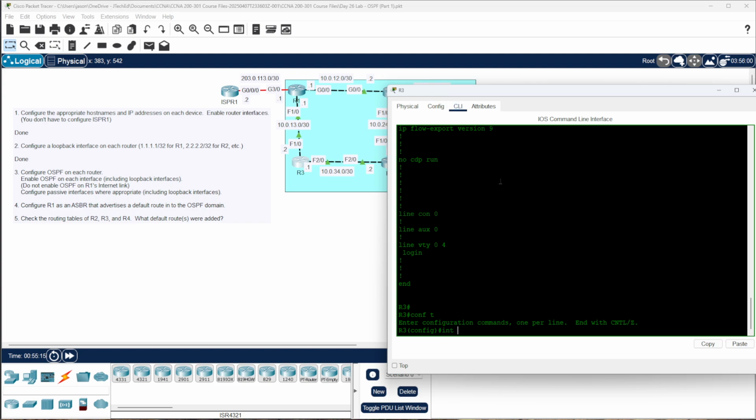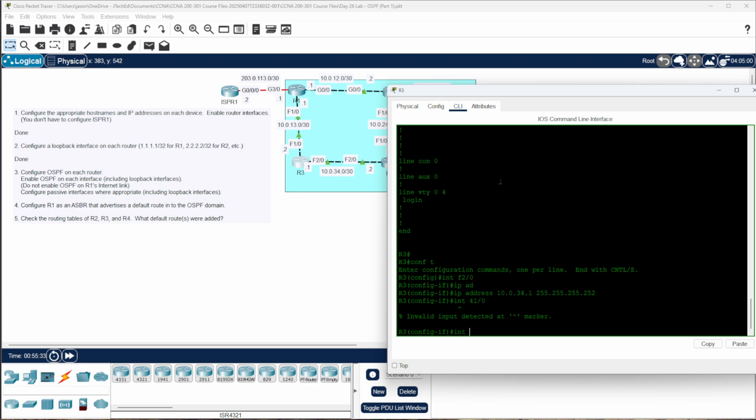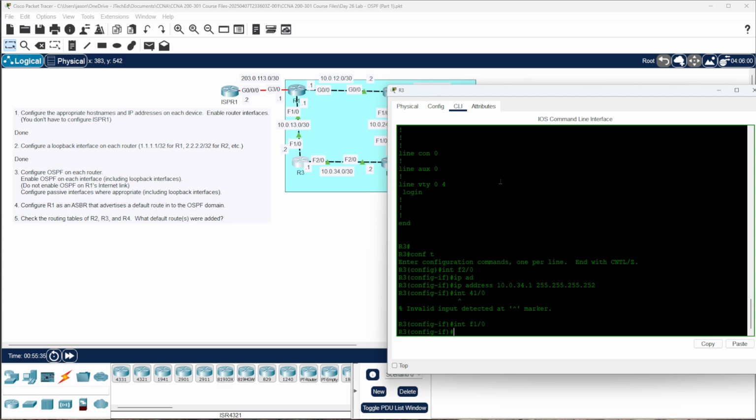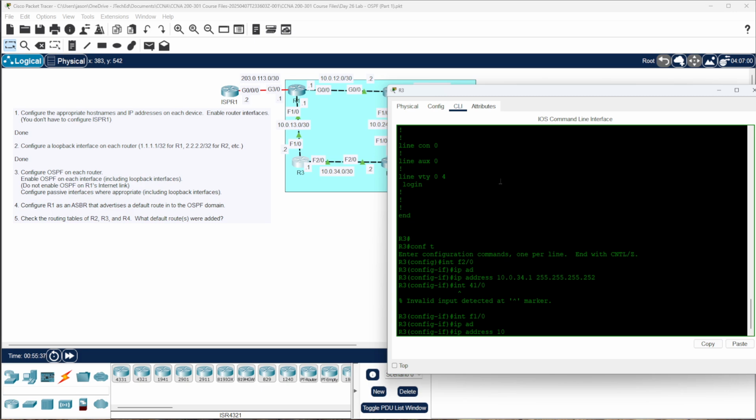So interface F20, IP address 10.0.34.1. There we go. Interface F10, IP address 10.0.13.2.